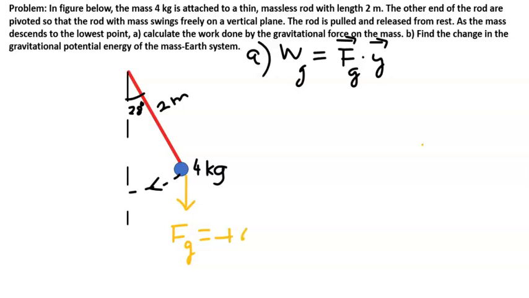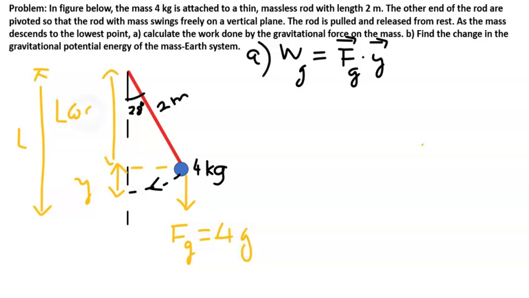It's 4 times gravity. Now the displacement as the object moves to the lowest point is that. So let's call it y. Now we can calculate what y is, because y is quite simply this entire length, which is L, subtract that length, which is L cosine 28 degrees.